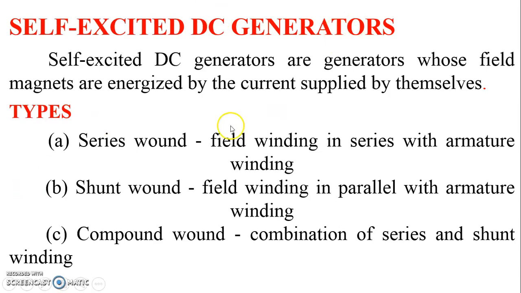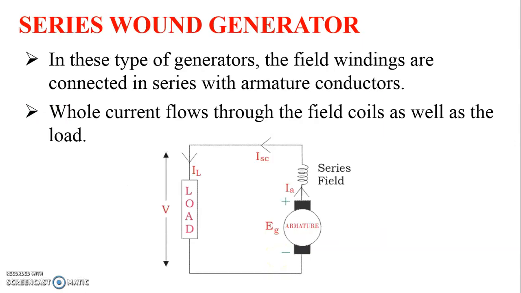In case of a series wound, the field winding is in series with the armature winding. For shunt wound, the field winding is in parallel with the armature winding. Compound wound means it is the combination of series and shunt winding. So first is the series wound generator.